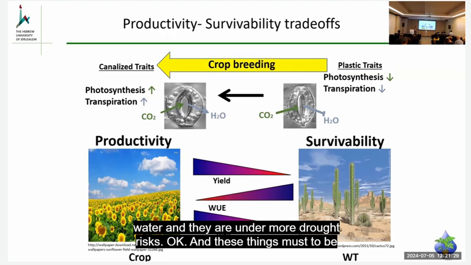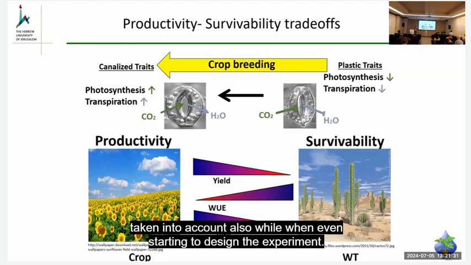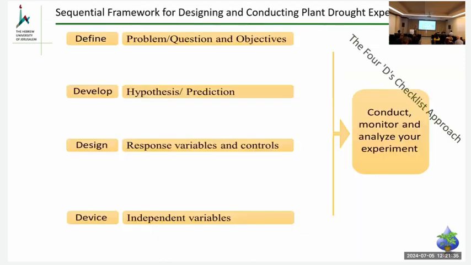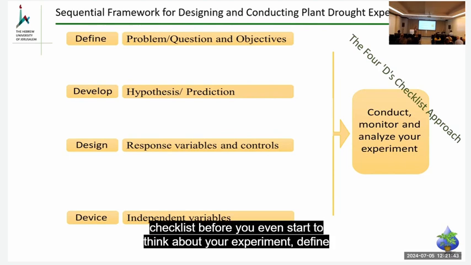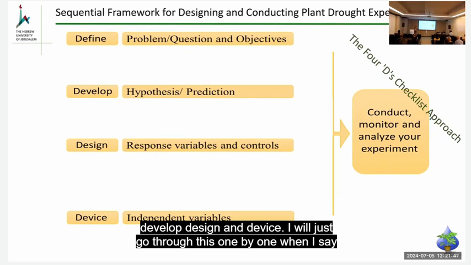And these things must be taken into account even when starting to design the experiment. So in our guidelines, we suggested what we call the 4D approach, or checklist, before you even start to think about your experiment. Define, develop, design, and devise. I will just go through this one by one.